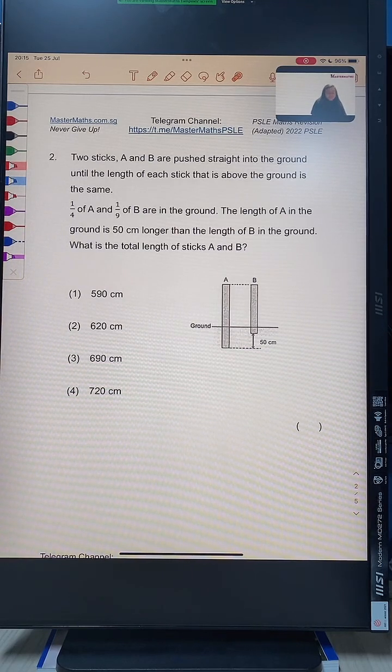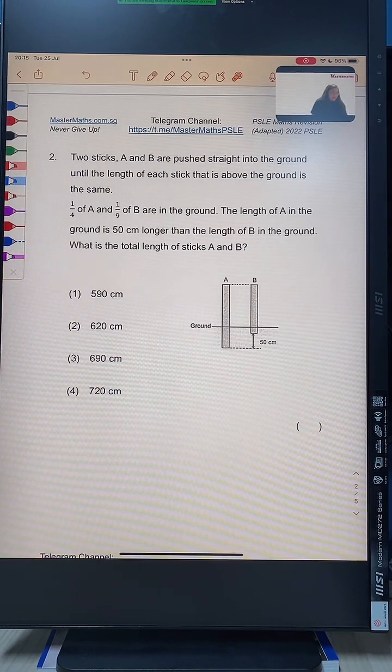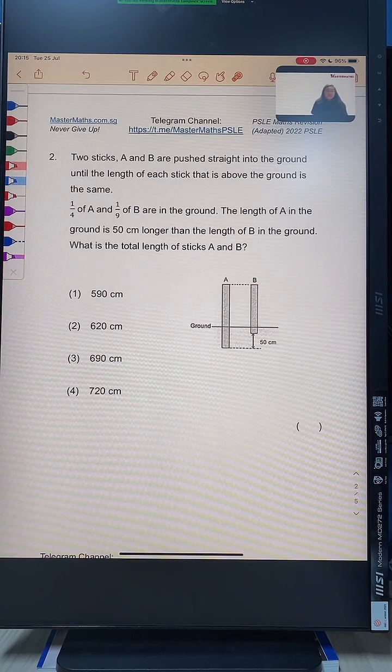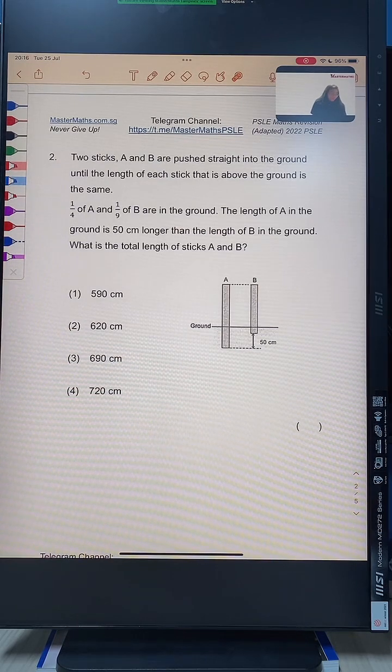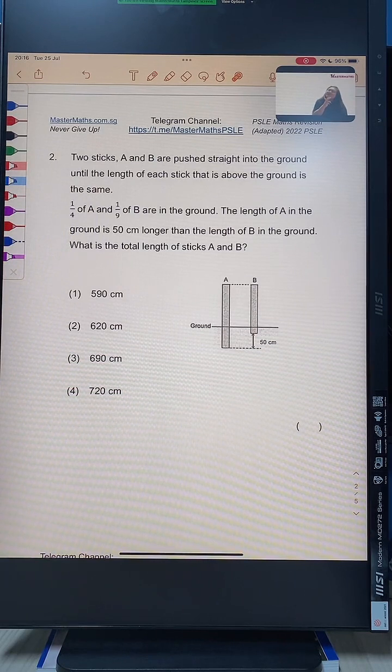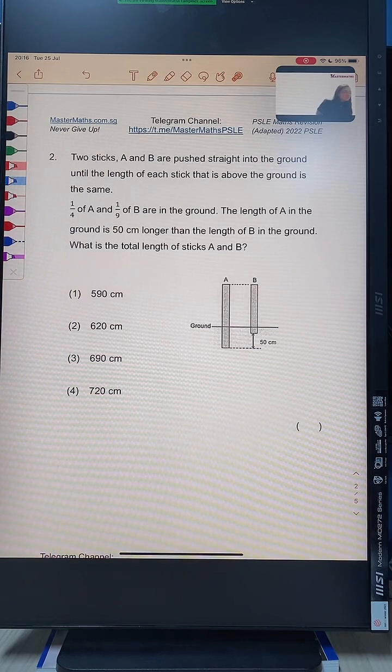Alright. Try this question now. If you need help, please type in an SOS. This is actually from the 2022 PSLE paper. If I'm not wrong, this was question number about 14 or 15, somewhere there. You cannot see the words from your screen.